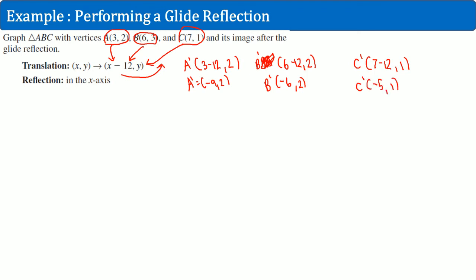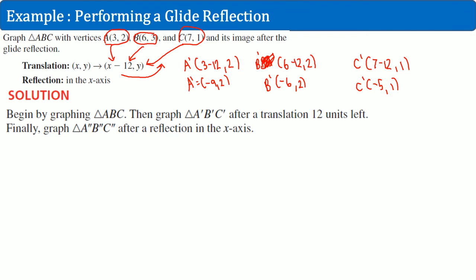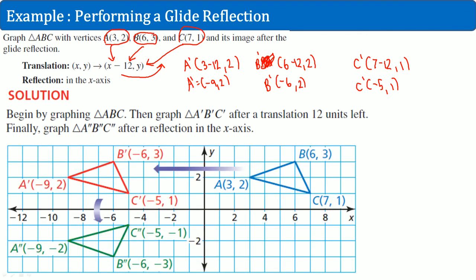Let's see if that is correct. Oh, I copied this wrong. So this should have been a 3, because you see it was a 3 here, so it should be a 3 here. My mistake. But I think I got A prime correct: negative 9, 2. That's correct. B prime, negative 6, 3. Yep, I got it correct. And C prime is negative 5, 1. Correct. Good. And then now it flips.